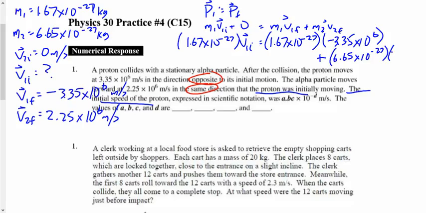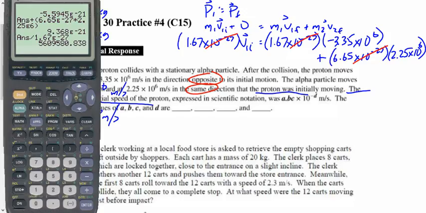V2F is 2.25 times 10 to the 6. You can't cancel out the 10 to the 6, even though it appears in every term on the right-hand side, it's not on the left-hand side, so you can't cancel that out. I am going to cancel out the 10 to the 27, 10 to the negative 27, even though you don't have to. It just makes for a little bit easier math here. We'll pull up the calculator here.